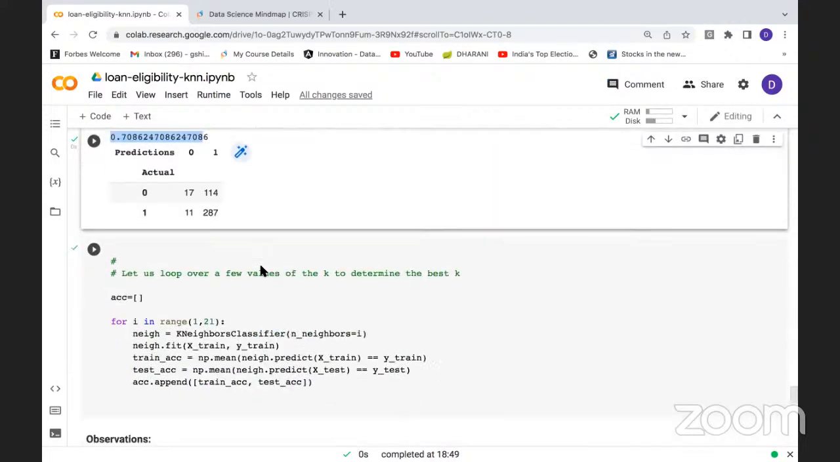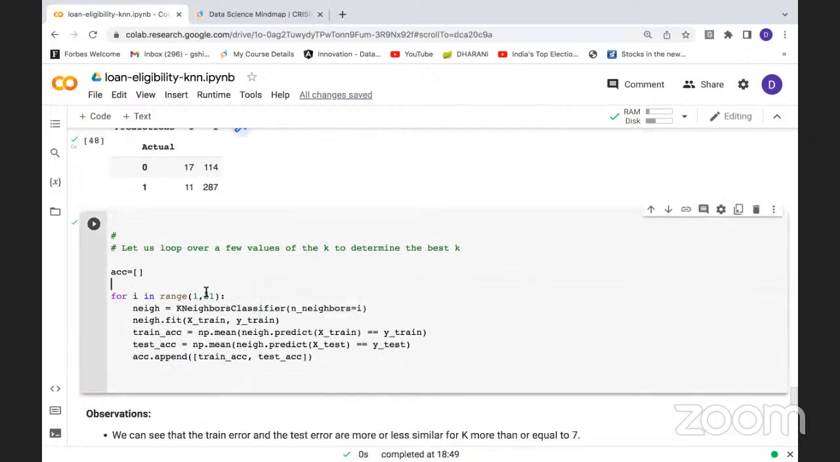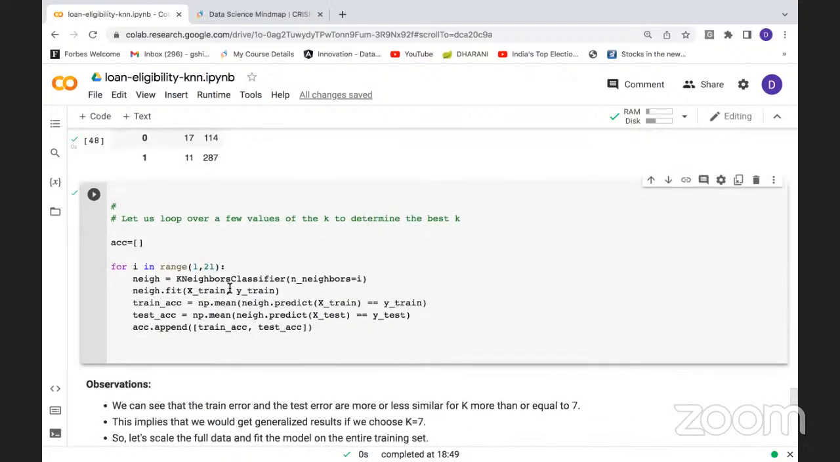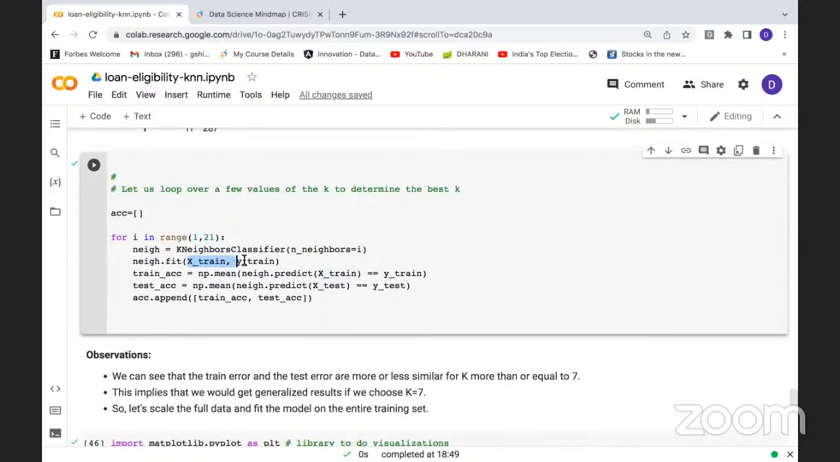So what we can do is run k for different values: k equal to 1, k equal to 2, k equal to 3, k equal to 4, like 20 models you are building. You are asking it to train. See, k becomes 1, it will fit your data, it will predict, it will give you the train accuracy. Again, it will predict on test data, compare, and give the test accuracy. Finally, you are adding train accuracy and test accuracy. Whichever is giving you better accuracy with fewer false negative values, that one you will take.